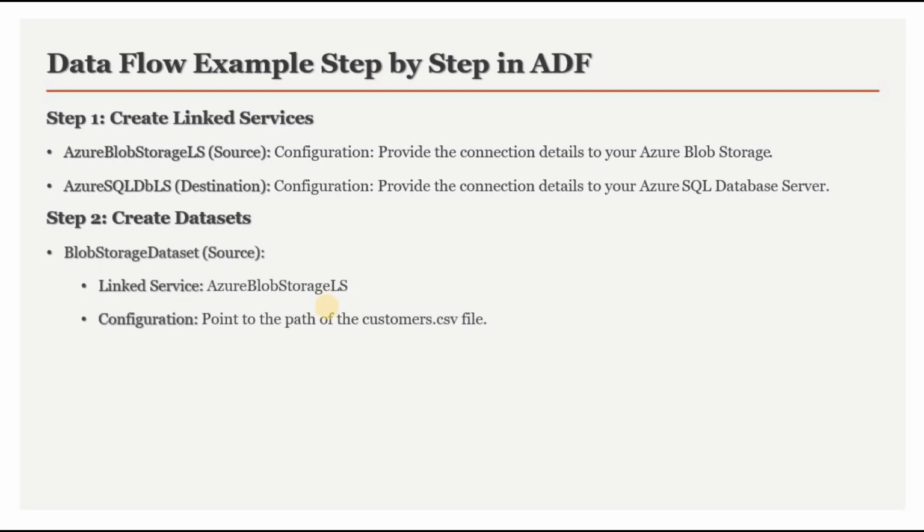So first we have the blob storage dataset, and here the linked service will be the Azure blob storage LS which we created, and the configuration points to the path of the customer CSV file. So we are going to create a pipeline which will take the data from a CSV file in Azure blob storage with customer information, and I will apply a simple transformation before loading the data into our Azure SQL database.